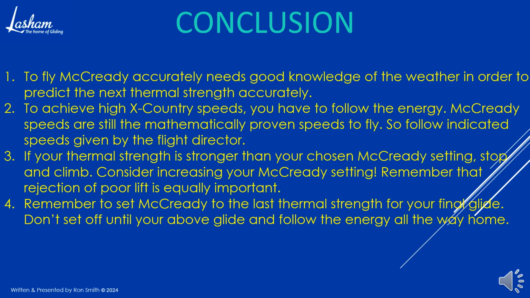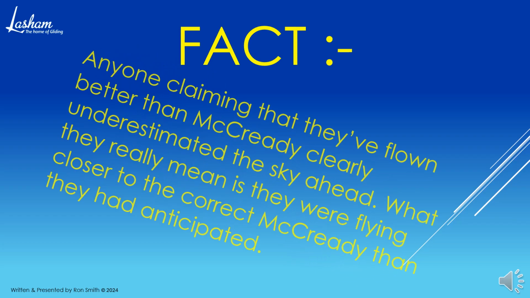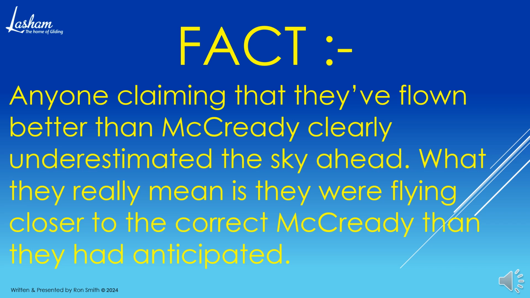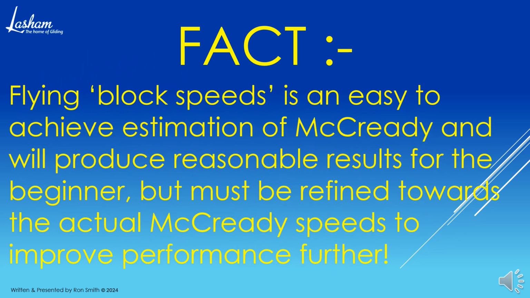In conclusion, to fly McCready accurately, you need a good knowledge and understanding of the weather. You have to follow the energy. If the thermal strength is stronger than your chosen McCready setting, stop and climb, and consider increasing your McCready setting. And remember to set McCready to the last thermal strength for your final glide. The mathematics proves that the fastest achievable cross-country speed is when you fly to McCready. The perfect McCready flight is probably impossible, but nothing can beat McCready, so it still remains the ultimate goal.